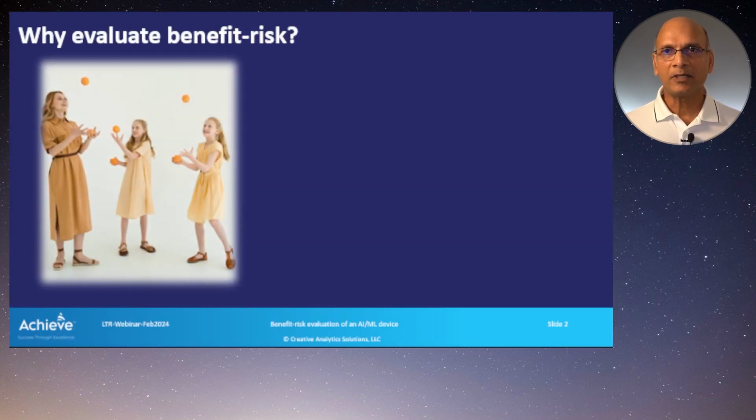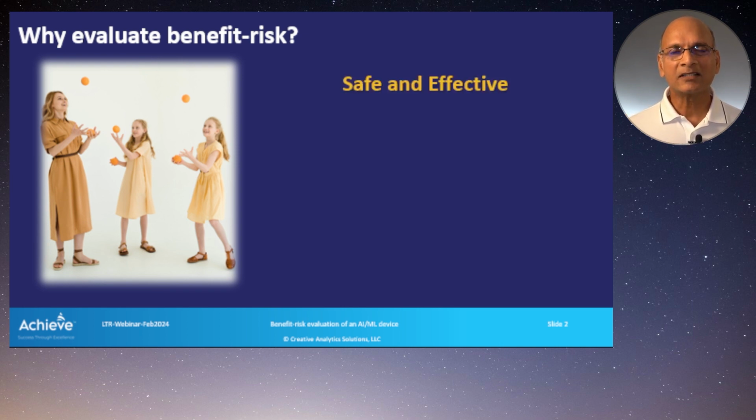So let's take the big picture. Why evaluate benefit risk in the first place, right? You might say, hey, it's an ISO 14971 requirement. Yes, it is a requirement. But what is the big picture? Why are we doing this? Because it is related directly to this notion of safe and effective, which is a regulatory concept. It's a regulatory bar you have to clear before FDA will approve or clear your device. You have to demonstrate safe and effective.